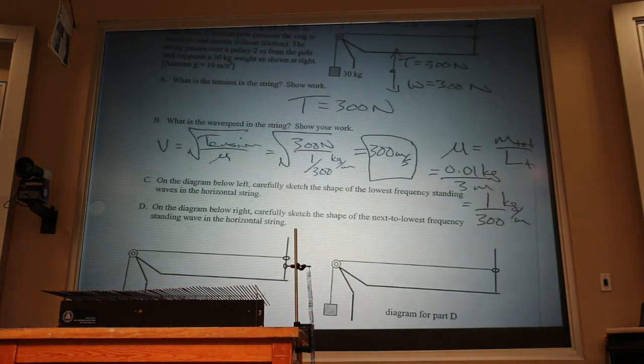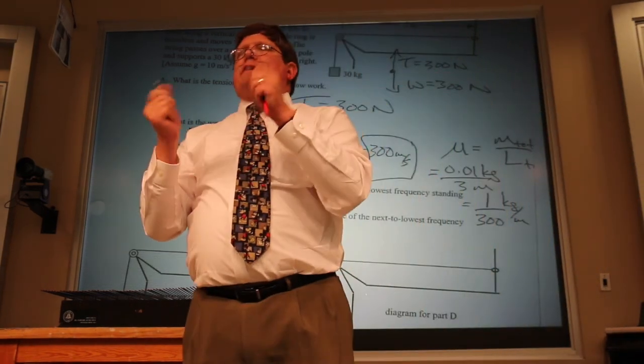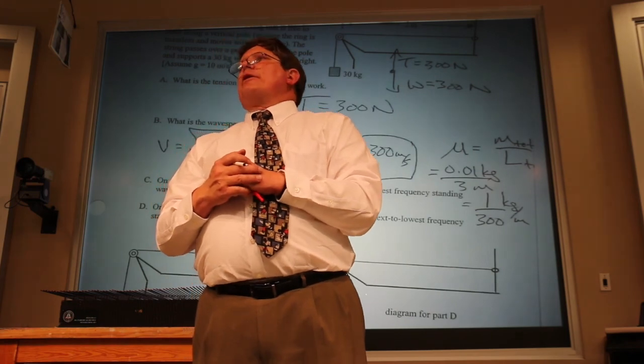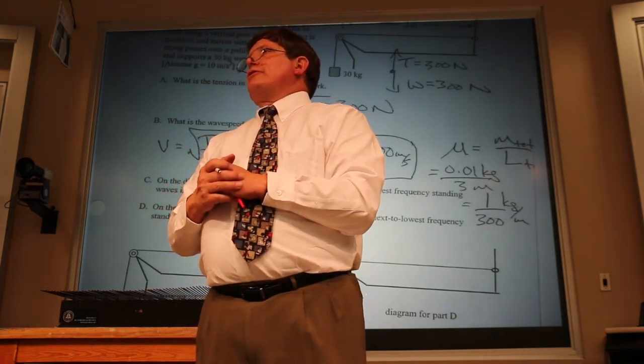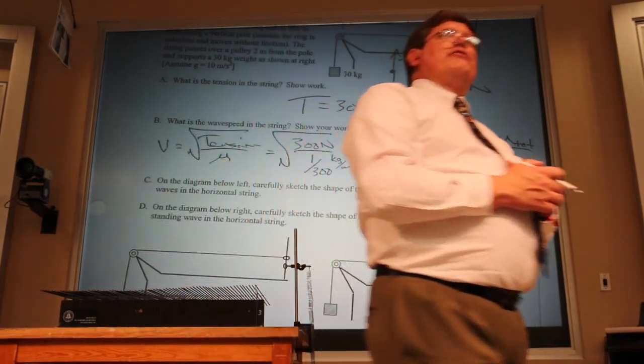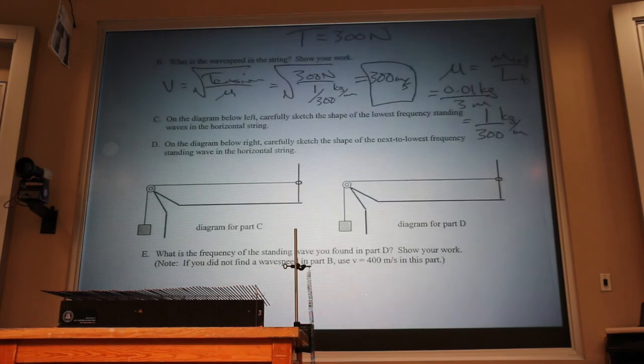Now you can see that I cooked these numbers so they'd work out easy. Unfortunately, I cooked them to the point where it looks like there's something important there. I get 300 for both answers. That's just because of the way I chose my numbers. There's no physics there, okay? They just happen to be the same.